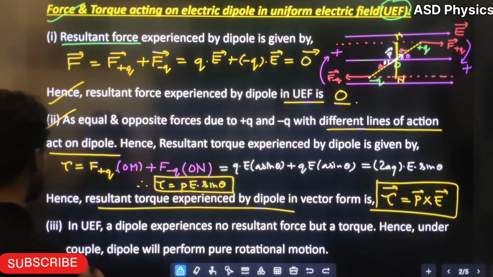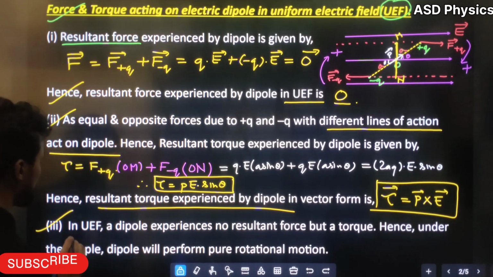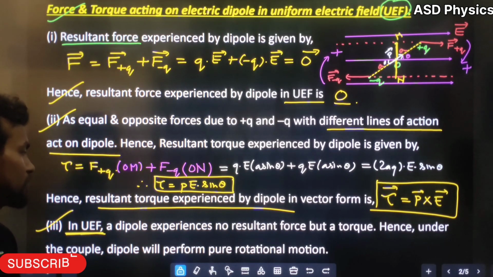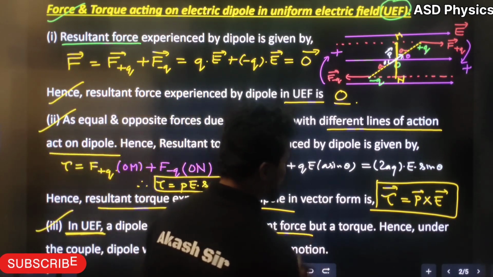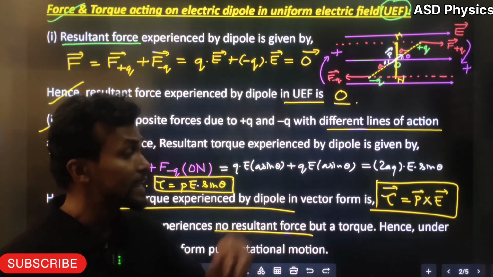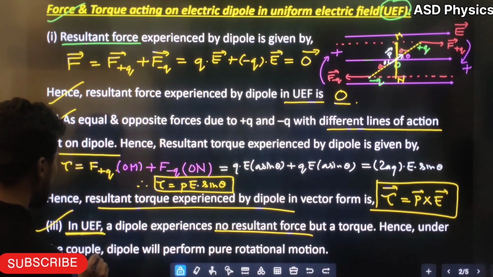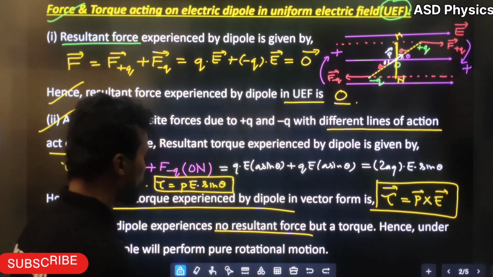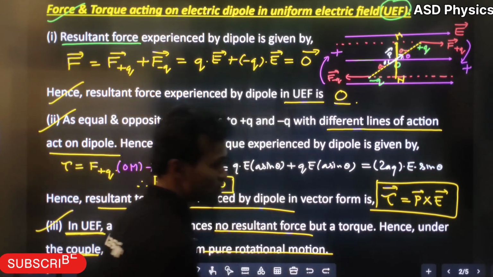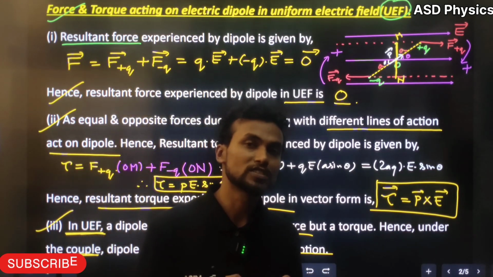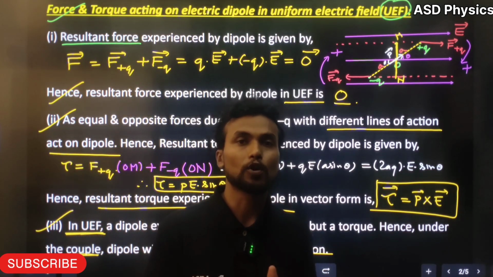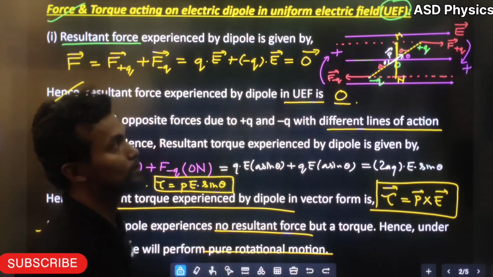Now after that, let's see students, last point, very very important, please see. In a uniform electric field, a dipole experiences no resultant force but a torque. Hence, under the couple, the dipole will perform which motion? Pure rotational motion. Couple means very simple, net force is 0 but the torque is not 0, pure rotational motion, okay, and here the dipole is doing that.